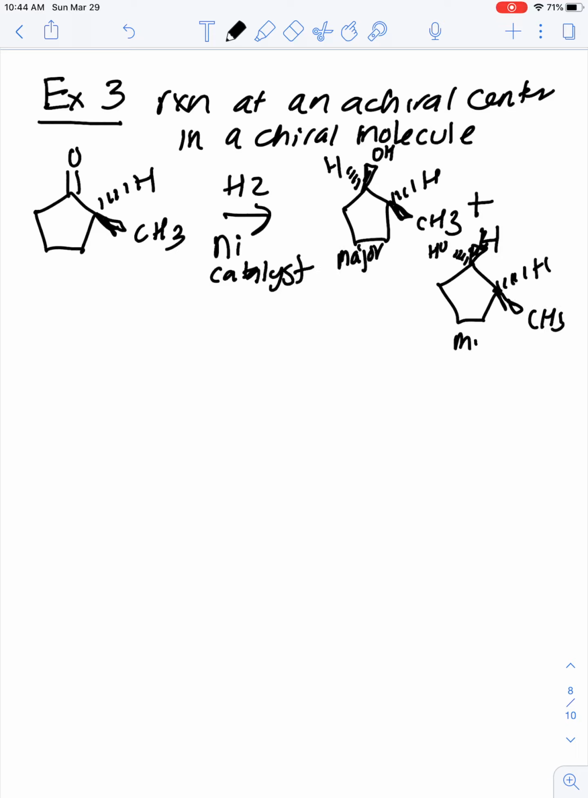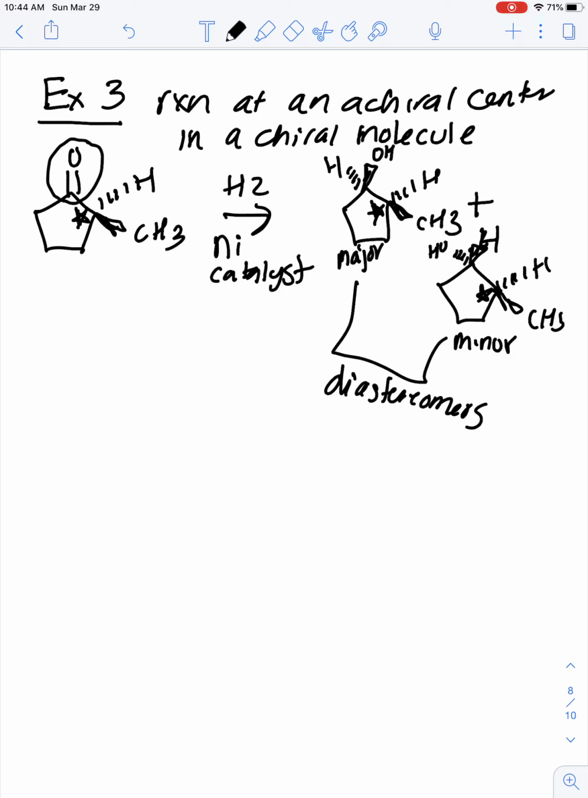So this would be our major product. This would be our minor product. These are going to be considered diastereomers. So the stereochemistry at this stereocenter that was here is going to stay the same. The stereochemistry at this position here is what is changing. So this is going to complete chapter 5.